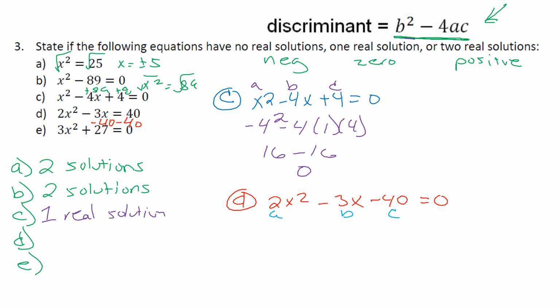All right, so plugging that in, negative 3 squared minus 4 times 2 times negative 40. Negative 3 squared is 9, minus 4 times 2 times negative 40 is 320. And this is going to be plus because I have a minus and a minus. So that gives me 329, which is positive. So that is two real solutions.